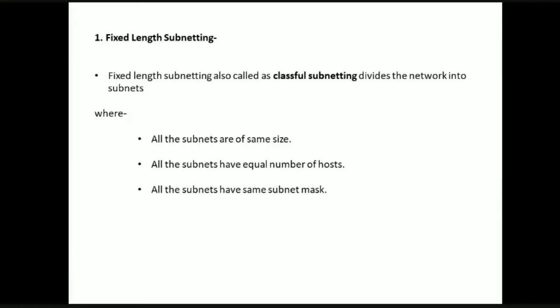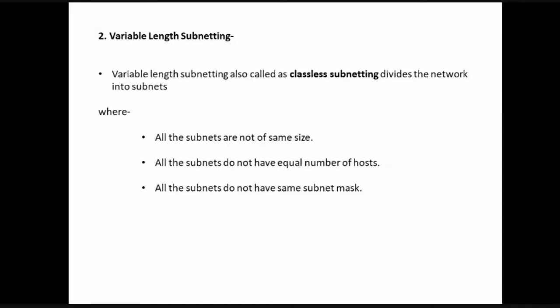That is, all the subnets are of the same size. Every subnet has an equal number of hosts, and all the subnets have the same subnet mask. What is a subnet mask? We'll discuss this in the forthcoming discussion. No problem. But for now, fixed length subnetting means all subnets are of the same size, all subnets have an equal number of hosts, and all the subnets have the same subnet mask.